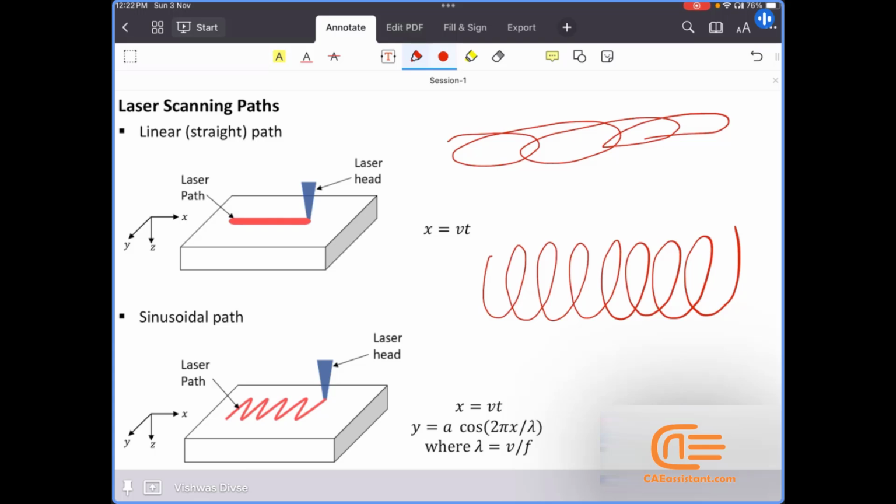As for the linear path, it is very straightforward, because as I have shown here in the coordinate system, you can see here the x is along the scanning path. So our laser has only one velocity.